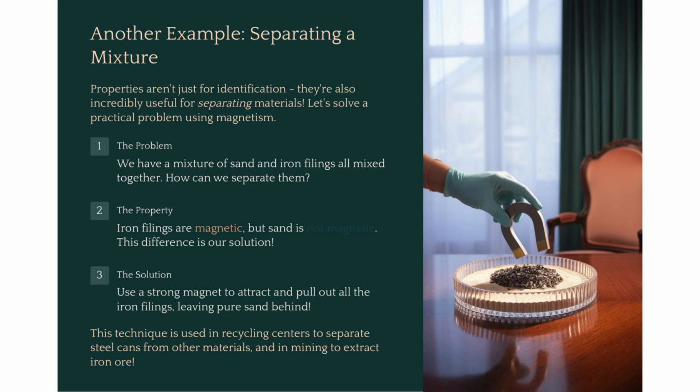Let's look at another example of how we use properties to separate a mixture. Say you accidentally spill a container of salt and pepper. How would you separate them? Well, salt is soluble in water, but pepper is not. So you could add water, dissolve the salt, and then filter out the pepper. This method uses the property of solubility to separate a mixture.